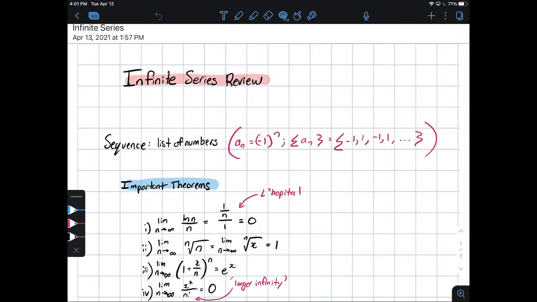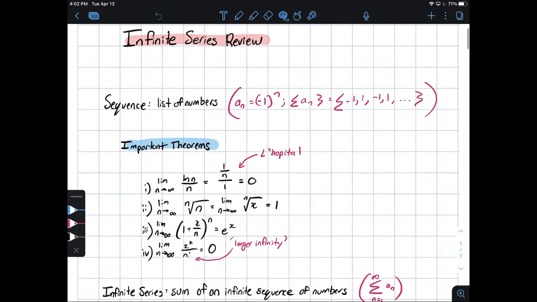The first thing you have to know is that a sequence is a list of numbers. In this case, we have an alternating sequence of 1, -1, 1, -1, 1, and so on. And we're going to continue on that later. Everything builds upon that.